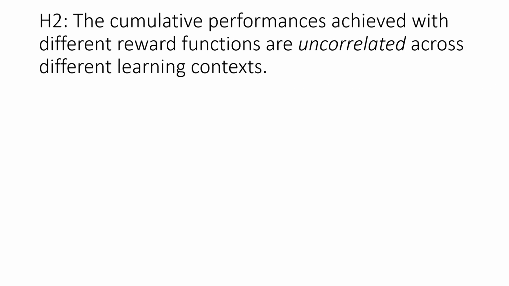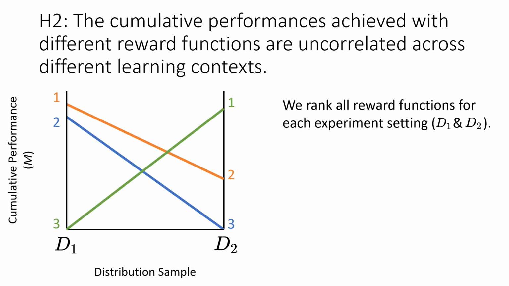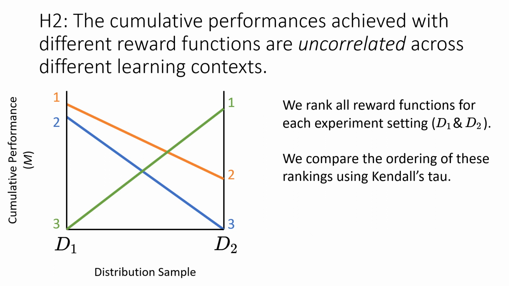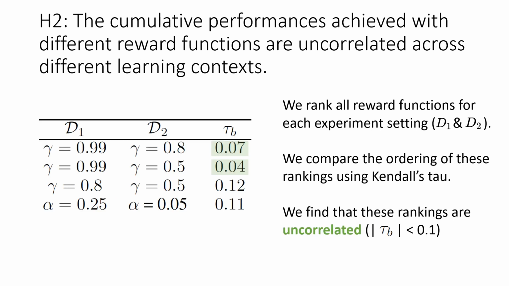Our second hypothesis is that the cumulative performances achieved with different reward functions are uncorrelated across different learning contexts. This tests how common reward function overfitting is. If it is a common phenomenon, correlation should be low. To test this hypothesis, we rank all reward functions for each experiment setting. We then compare the ordering of these rankings using Kendall's tau. We find the rankings of reward function performances are either uncorrelated or slightly correlated in all hyperparameter experiments.